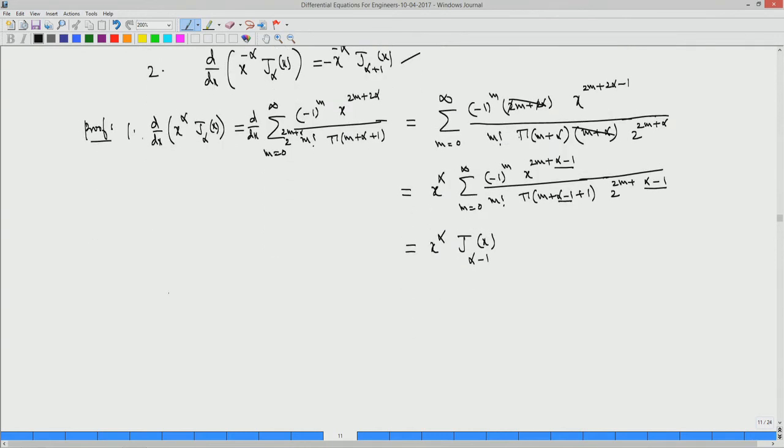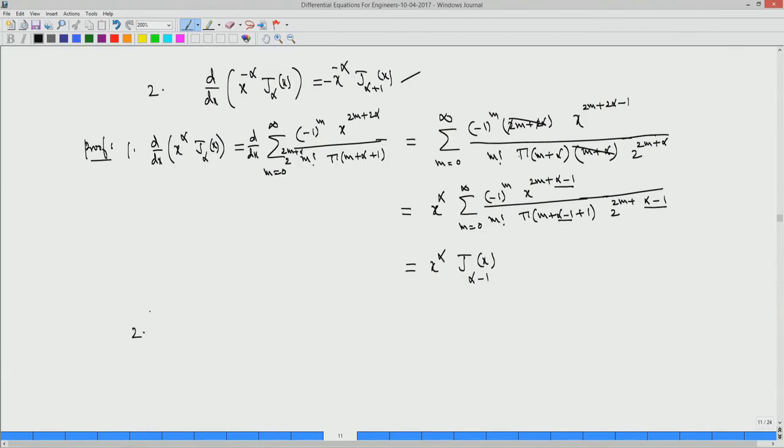The second property proof is also something similar. You multiply x power minus alpha to J alpha, and differentiate. What you get is d dx of the sum over m from 0 to infinity of minus 1 power m x power 2m plus alpha. When I multiply with x power minus alpha, this goes, divided by 2 power 2m plus alpha, because that is in the J alpha, m factorial gamma of m plus alpha plus 1.